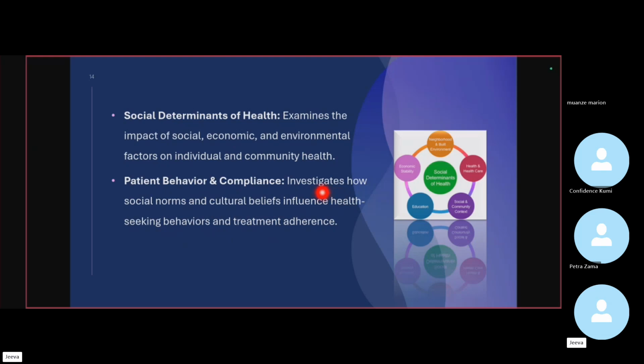So medical sociology will investigate the different social standards and cultural beliefs which can influence health-seeking behavior. Some people will seek health care and some will not come for hospital treatment. They think that if they pray, they will get proper deliverance. So that affects the overall treatment adherence. This is the second place where medical sociology has a scope.